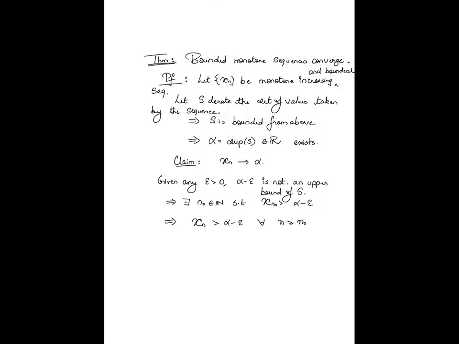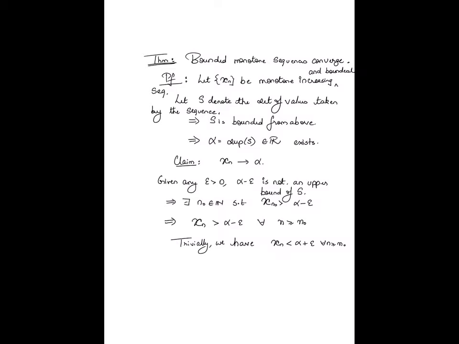Clearly, because all entries to the right of n0 are also going to be greater than alpha minus epsilon, because it's a monotone increasing sequence. Trivially, we also have that x_n is going to be less than alpha plus epsilon for all n greater than or equal to n0. Why? Because alpha is after all an upper bound.